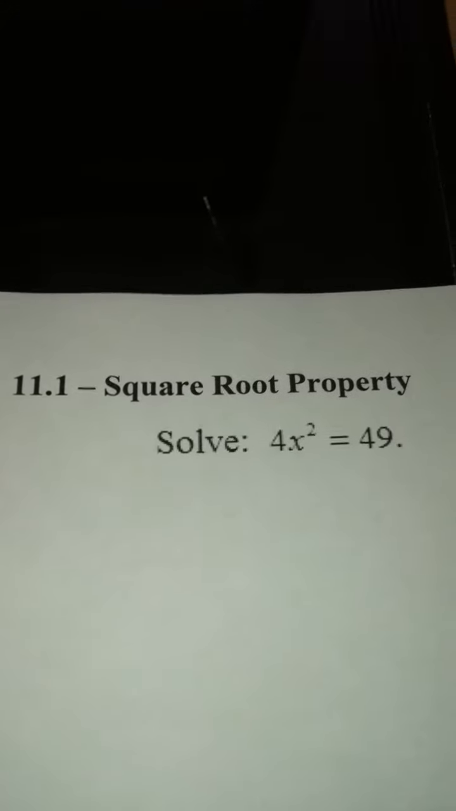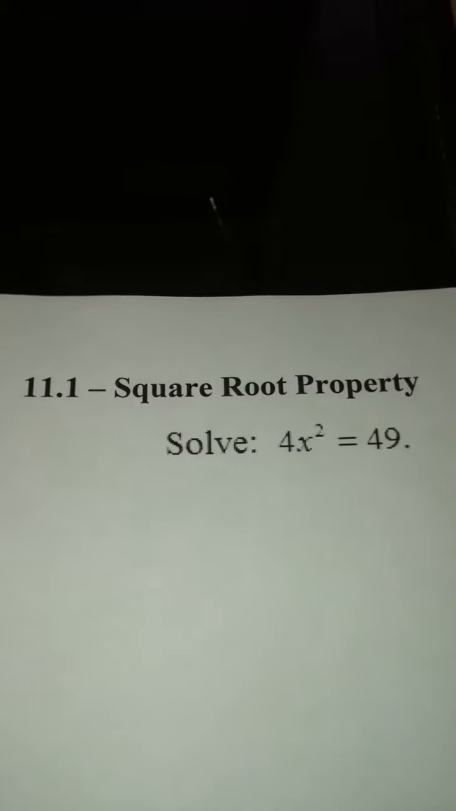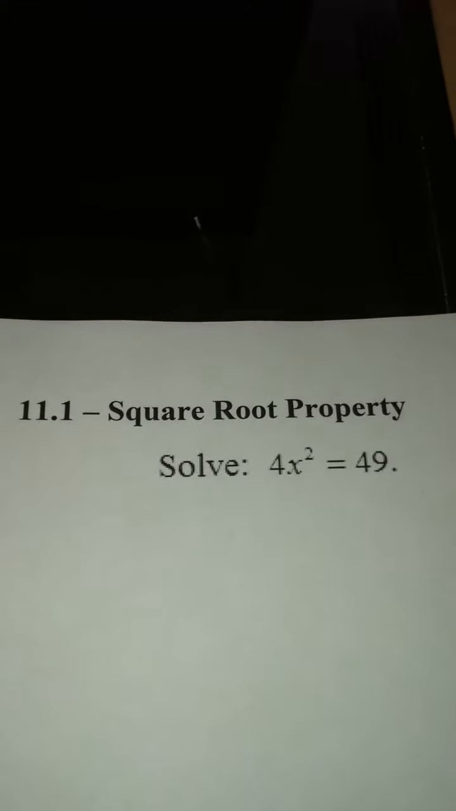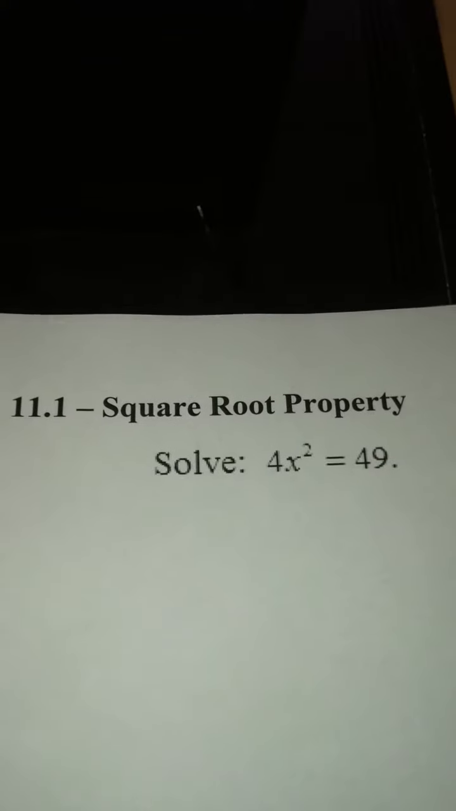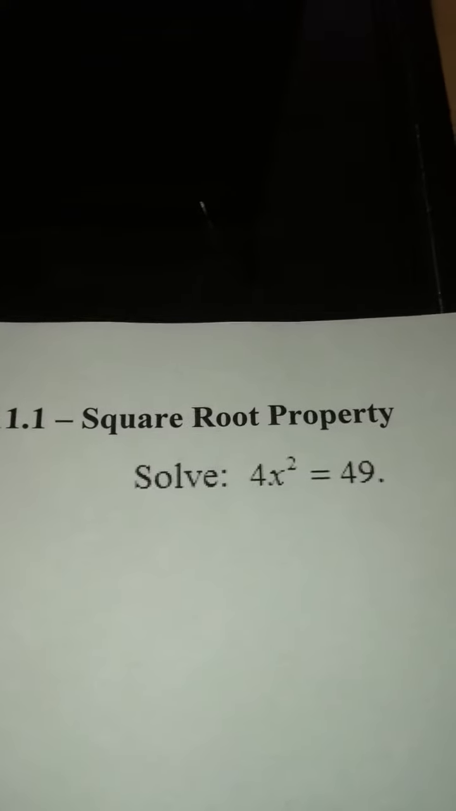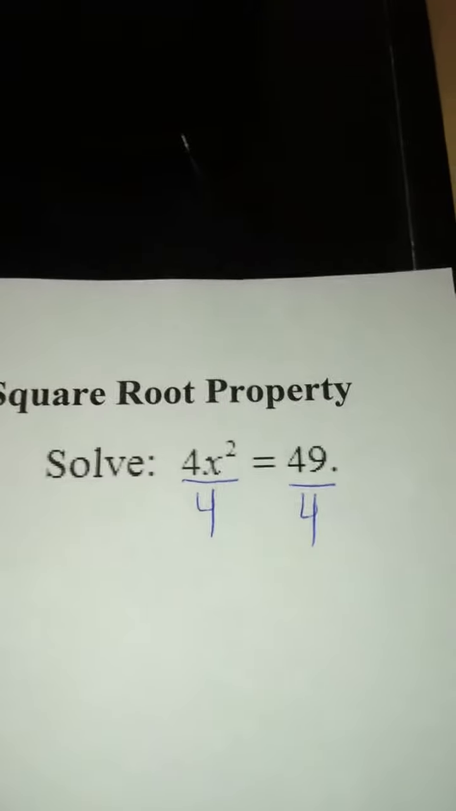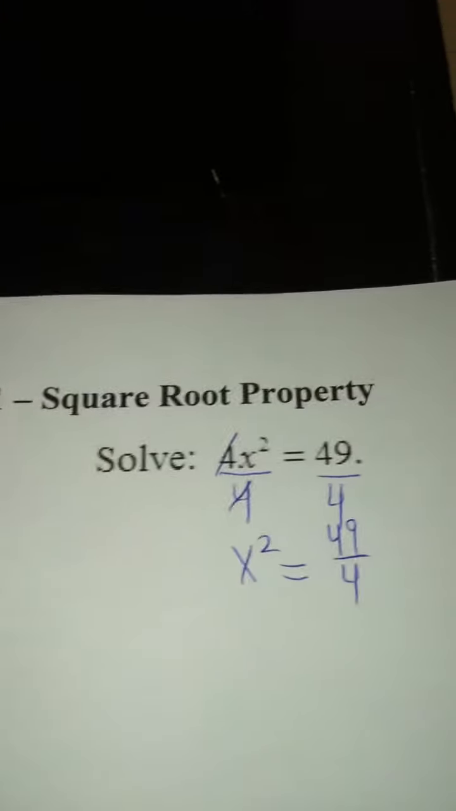Mr. Arnold here. In this section, we are going to start with the square root property. To use the square root property to solve for x, all you need to do for this first example is divide both sides by 4. The 4's cancel, leaving us with x squared equal to 49 over 4.